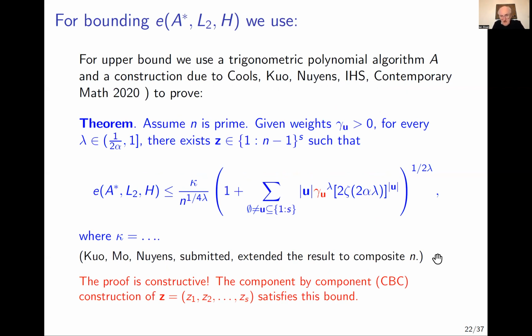I've written it in a recent paper, and from coming out of Belgium, the result can be extended to composite n, and so is available for all n. Now the proof is constructive, so that means that the component by component CBC algorithm not only shows that there exists such a vector, but also gives you the construction. It's proved by construction at each step.